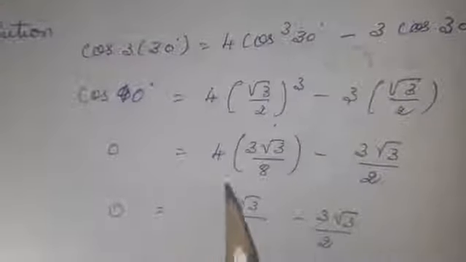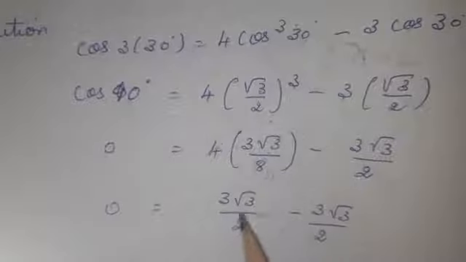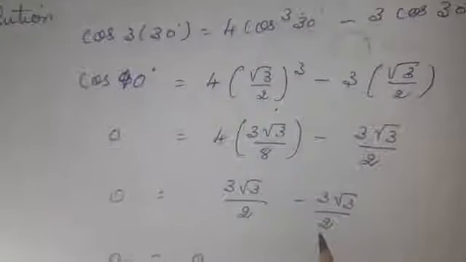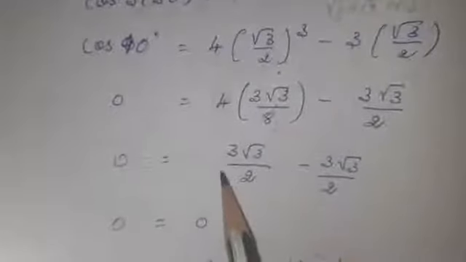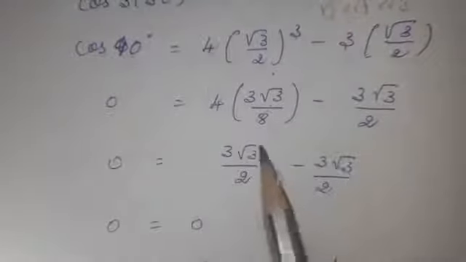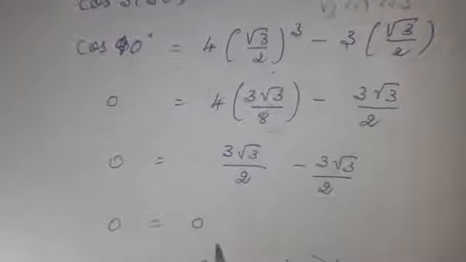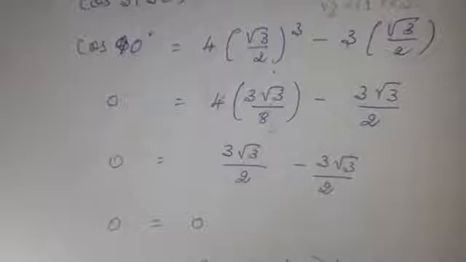0 is equal to, cancel in the 4 table: it is 1 time, this one is 2 times. So you will get 3 root 3 divided by 2 minus 3 root 3 divided by 2. When you see this, it is 3 root 3 by 2 minus 3 root 3 by 2, so it will get cancelled. You will get 0. So on both sides you are getting the same answer. Hence it is verified.